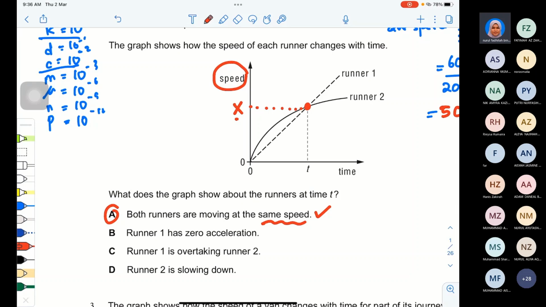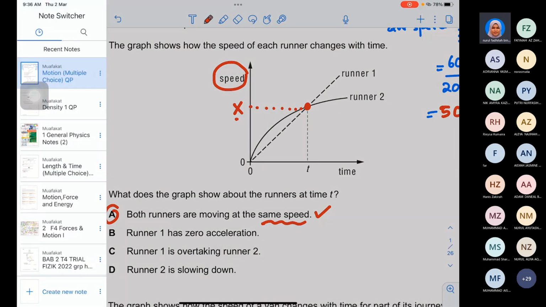Runner 1 has 0 acceleration. Macam mana nak kan? Zero acceleration. Okay, now B. Macam mana? How do you confirm B is wrong? Okay, what do you need to know about graph? What about the graph? So tadi you tengok graph.